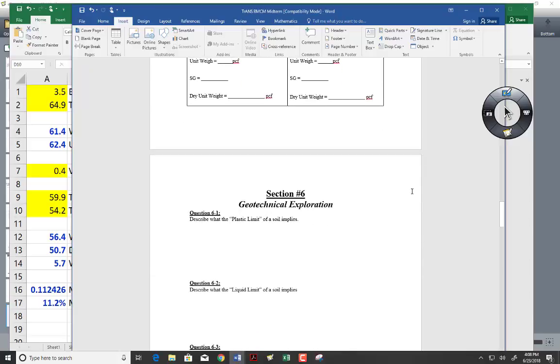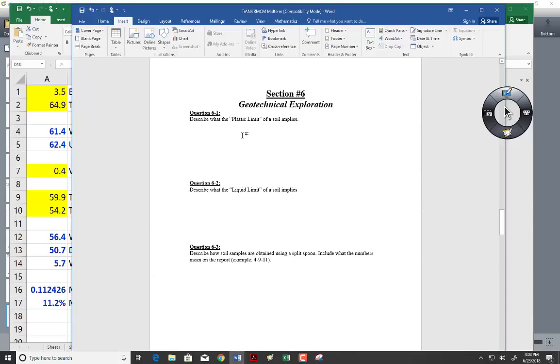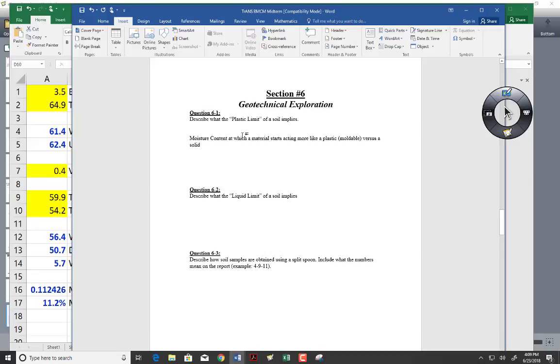Section 6, geotechnical. What is the plastic limit? Plastic limit is the moisture content at which a material starts acting more like a plastic, moldable. It has moldability to it, versus a solid, where it's more crumbly. So you're developing plasticity to your sample versus having it all solids and crumbling off into pieces and parts.